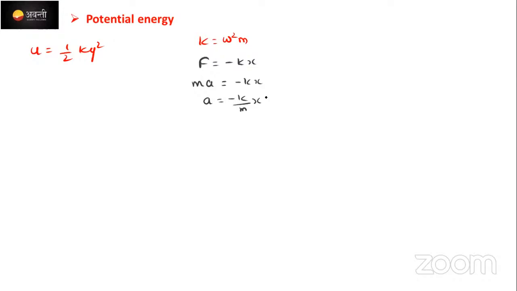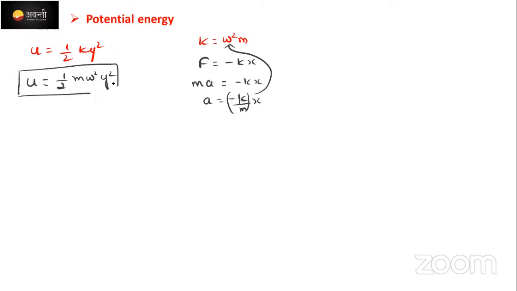Correct? Here we write k by m as omega square. We write k by m as omega square, right? That's why if you substitute the k value here, the potential energy will become half, and in place of k we write m omega square y square, and we get one equation. Correct? Note down this one.